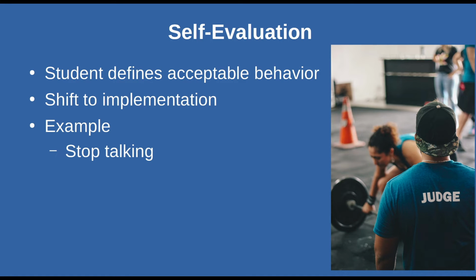The next step is called self-evaluation, and this involves the student defining. Now notice how it's not the teacher defining. It is the student who is defining what is acceptable behavior. And so you're beginning to shift from discovering what the problem is to looking at ways to solve this problem, shifting towards implementation. So going back to the example of the student who was talking out of turn at the wrong time, once they realize that talking is a problem, they need to realize, well, what do I do about my talking? And in the example, it would be to stop talking.